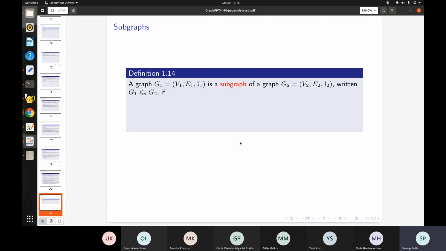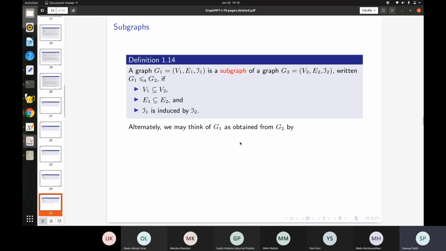So how is it constructed? So let's see the definition. A graph G1 equal to V1 E1 J1 is a subgraph of a graph G2 equal to V2 E2 J2, written as G1 less than subscript S G2 if V1 is a subset of V2, E1 is a subset of E2, and J1 is induced by J2.